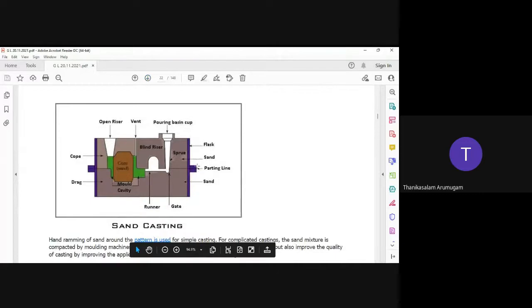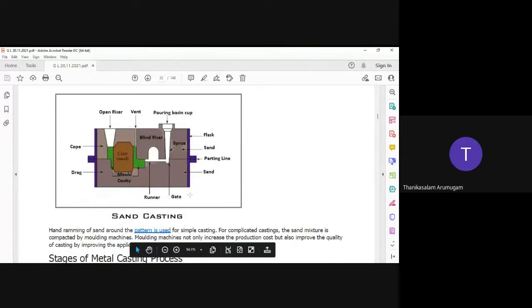See here, this is the general setup of sand casting. Okay, we need sand first. This is the bottom drag, and the upper portion is the cope. There is an open riser. Okay, we have to inject the molten metal through here.